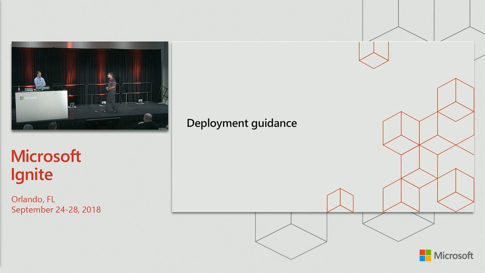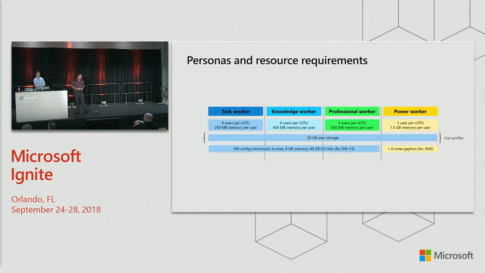Now let's quickly look at the deployment guidance here. The 4 personas I brought up here are the most common ones. The task worker does very little bit of Excel, Word, and some of the other stuff. The knowledge worker is a little more involved. They do more Outlook stuff and some of the other things. Professional workers also use applications like PowerPoint, Adobe Reader, Adobe Acrobat, and all of that. And of course, power workers are the ones who are doing high-end graphics and a lot of those things.